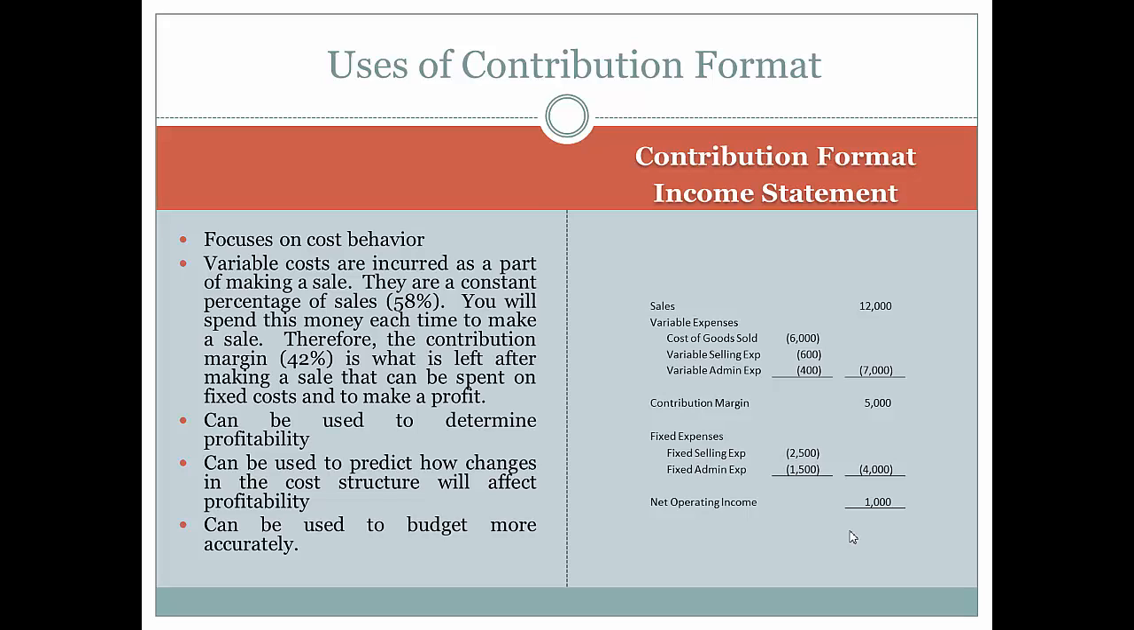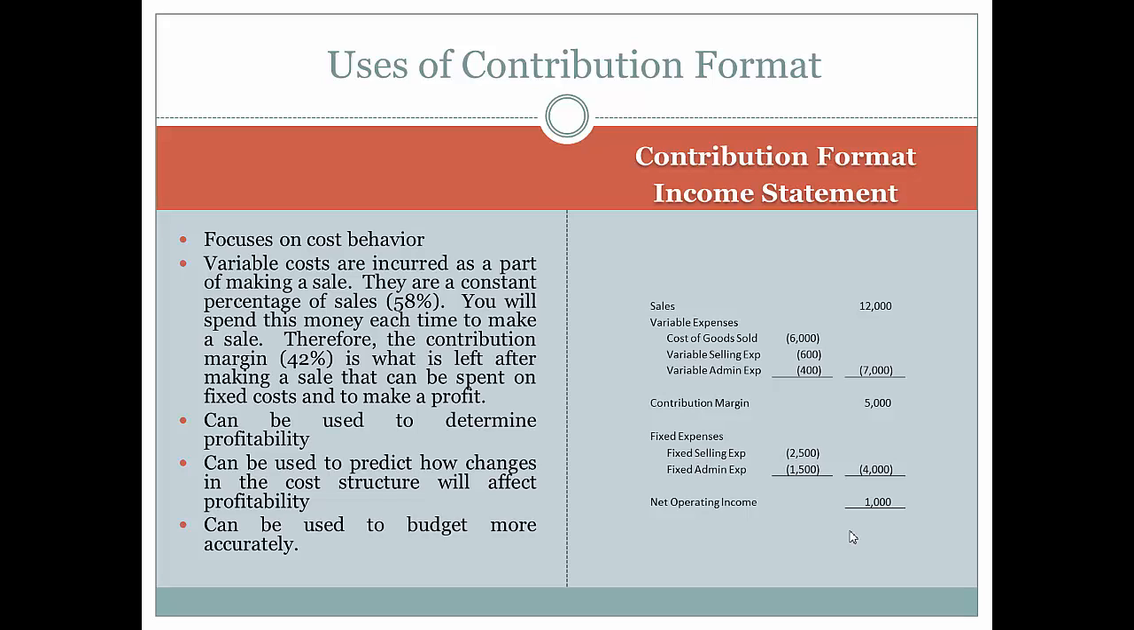So, uses of the contribution format income statement. It will focus on cost behavior. The variable costs are incurred as part of making the sale. They are a constant percentage of sale, 58%. You will spend this money each time to make a sale. Therefore, the contribution margin, or 42%, 5 divided by 12, is what is left after making a sale that can be spent on fixed costs and to make a profit.